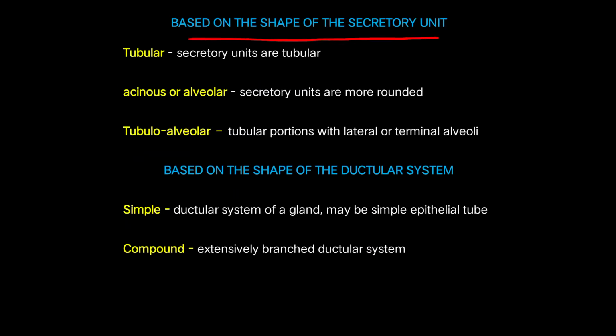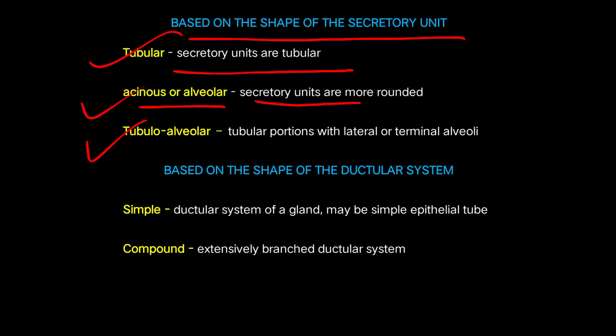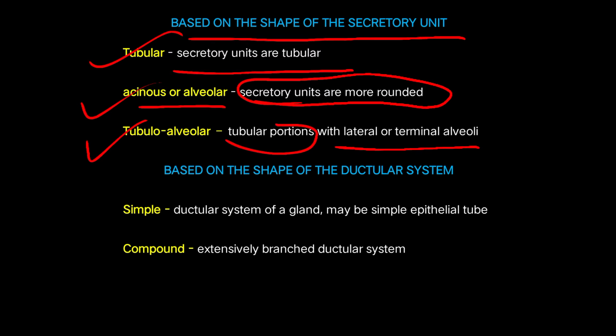Then based on the shape of the secretory unit: tubular exocrine glands, acinar or alveolar, and those having both tubules and alveoli, which are called tubulo-alveolar. In tubular glands the secretory units are tubular in appearance. Acinar or alveolar glands have secretory units that are more rounded. Then tubular portions with lateral and terminal alveoli. Then based on the shape of the ductular system, simple or compound types of glands are found.